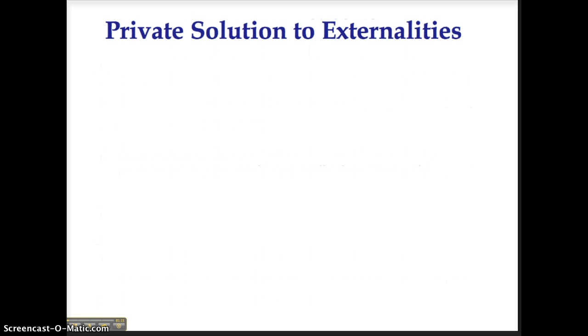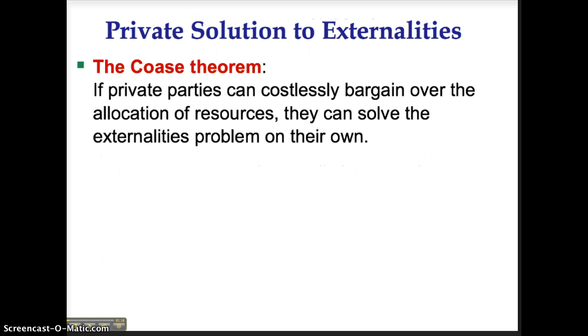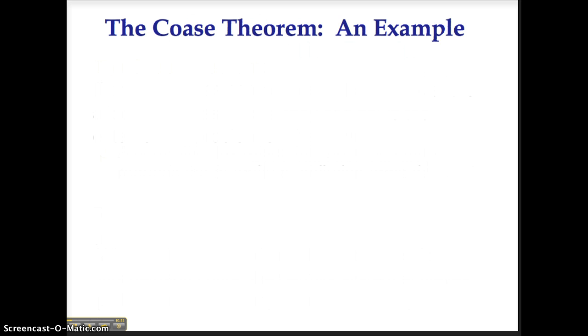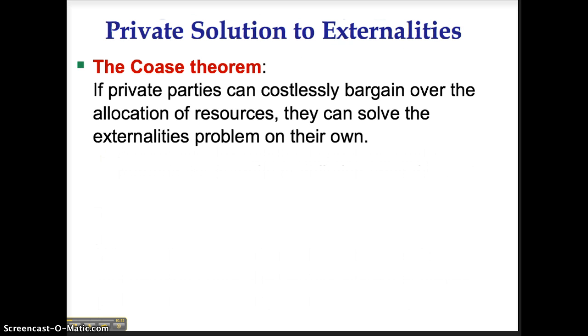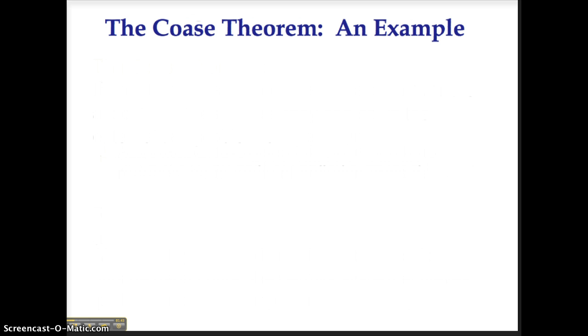Let's now look at a private solution to externalities called the Coase theorem. The Coase theorem states that if private parties can costlessly bargain over the allocation of resources, they can solve the externalities problem on their own. It is best to explain this theorem with an example. I'm going to review the same example in the textbook.